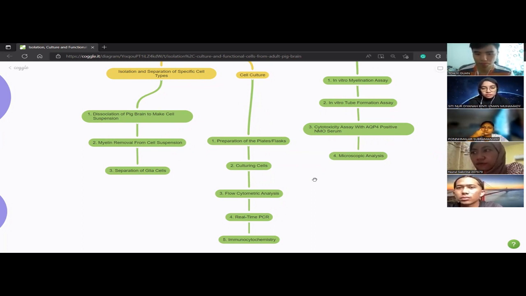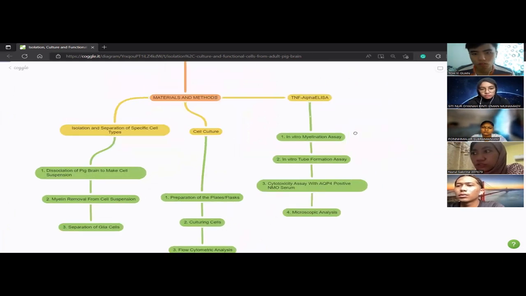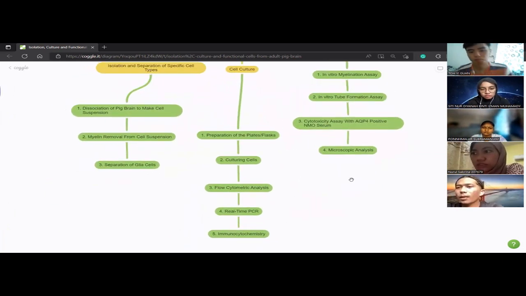Next is flow cytometric analysis. The materials needed are FACS buffer, 1x BD Cytoperm solution, and 1x BD Perm buffer. For the real-time PCR, the materials needed are simple: we only require RNA as well as a TaqMan probe. Next is immunocytochemistry. The materials needed are 1x PBS, 3.7% formaldehyde, 0.2% Triton X-100, FcR blocker, 1x PBST, and 10% goat serum.